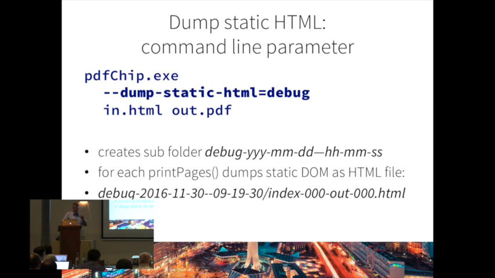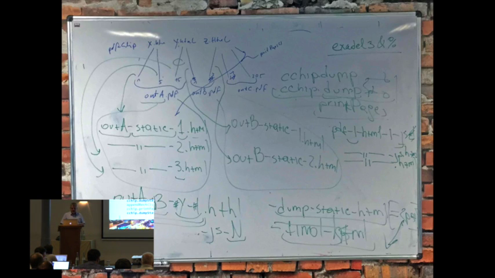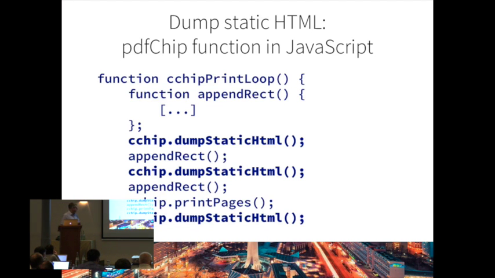So this is the command line parameter. This is cool if you just want to switch into debugging mode and you want to get static HTML for each of the instances where print pages is called. We have a similar thing that you can trigger from inside your JavaScript code. And unsurprisingly, it has a relatively similar name, but it's a function you can call inside your JavaScript. It's called cchip.dumpStaticHTML. And it does more or less the exact same thing. It saves out a static representation of your content in that moment.